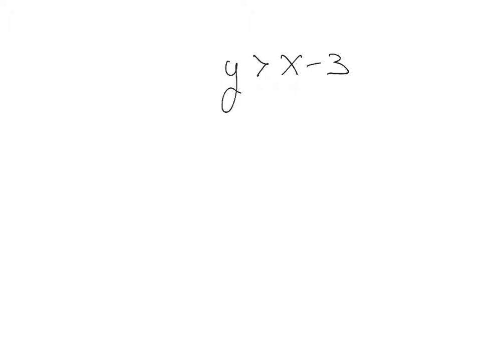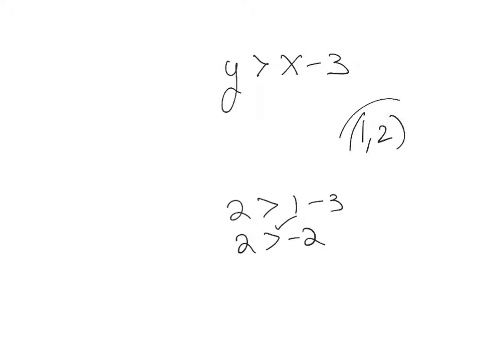And it's easy to check if something's a solution. Let's say 1, 2. Let's say we're interested in seeing if this is a solution. Well, we simply plug in. 2 goes in for y, is greater than 1 minus 3. 2 is greater than negative 2. That's true. So this would be a solution to this linear inequality.